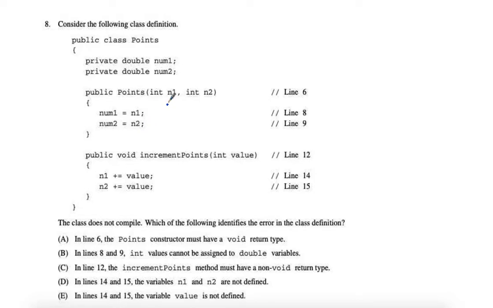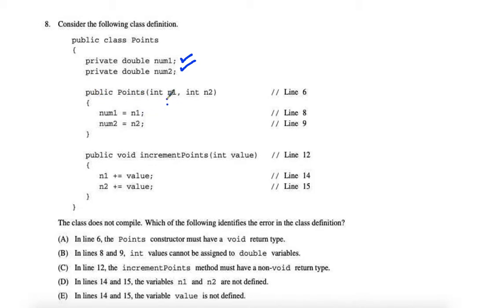For example, these two doubles up here, you can refer to these as the fields or the class attributes, or sometimes you'll hear them called the instance variables or the class variables. They have a scope of the entire class, so they can be seen by every single method in the class.